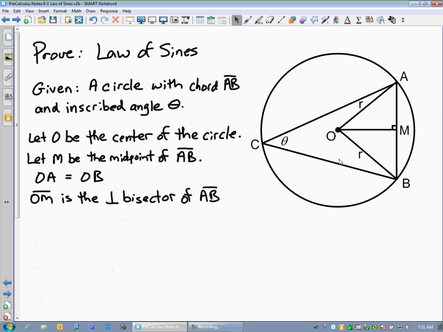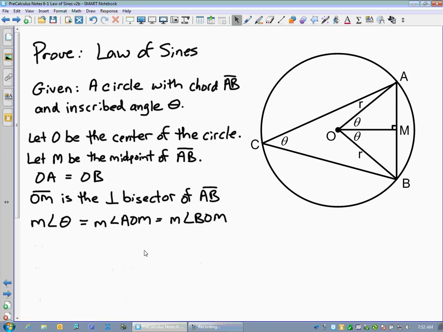My next observation has to do with these two angles that we've now created. Notice how AOB is a central angle and ACB is an inscribed angle that cuts off the same arc. So therefore the inscribed angle is 1/2 of the central angle, and OM breaks that angle up into two equal angles, so we can see that the measure of angle theta is going to be the same as the measure of angle AOM and angle BOM. So all three of those angles have the same measure, which is theta.